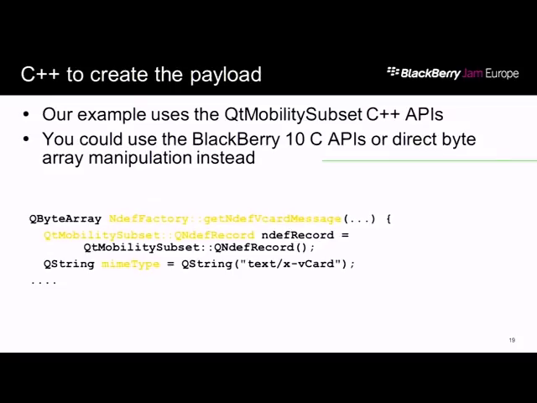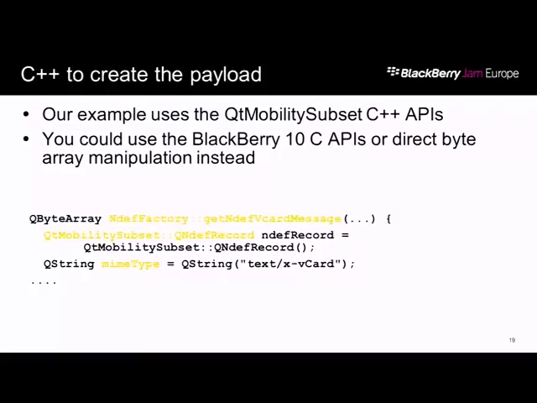So, how do I actually construct this data? I'm going to build an NDEF record that represents a vCard. And I'm showing this to show you the classes that are available to do this. Some of the helper classes that are available are very, very useful. You could use the low-level BPS C-level APIs to do that. But you know, when you get to sort of byte array manipulation in C++, and it becomes a little bit tedious, there are some classes there to help you.